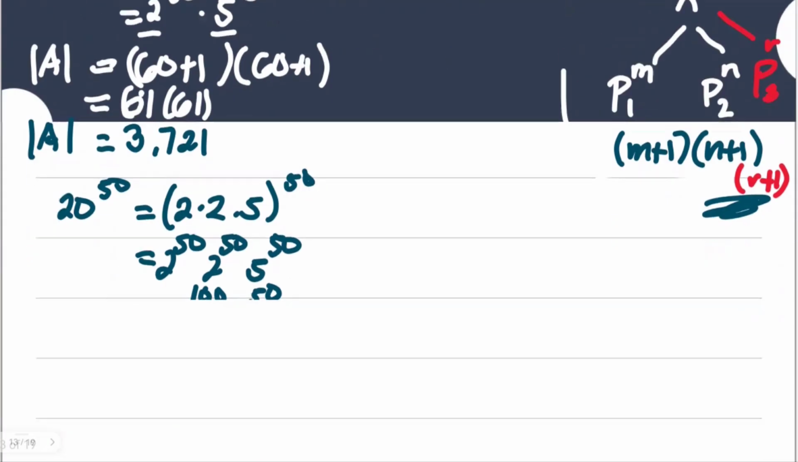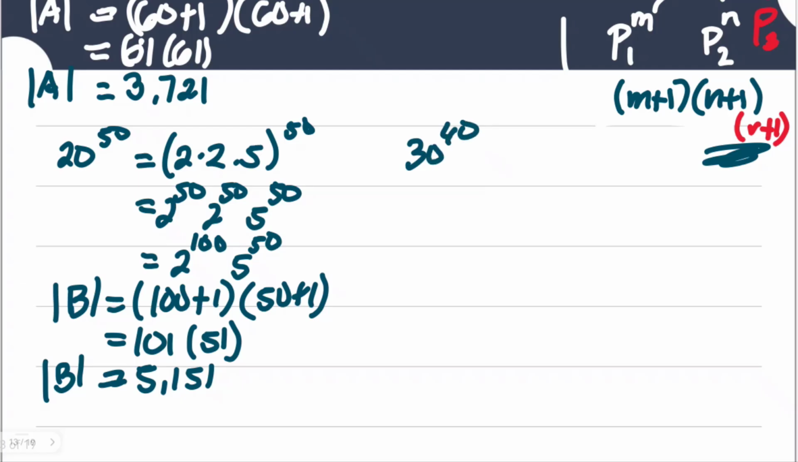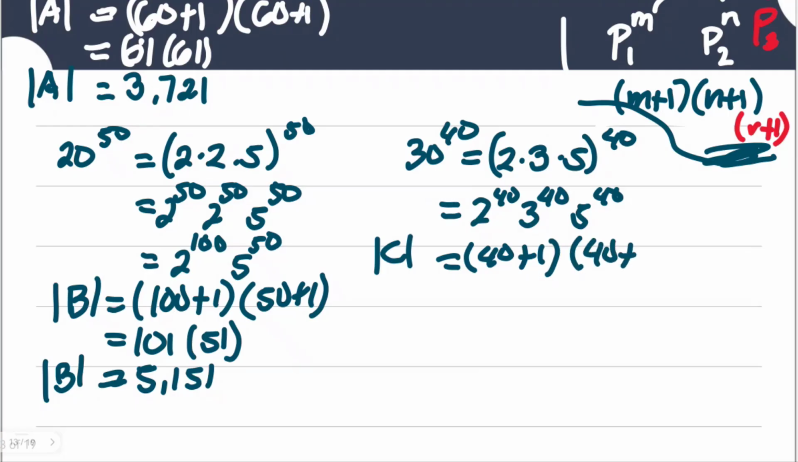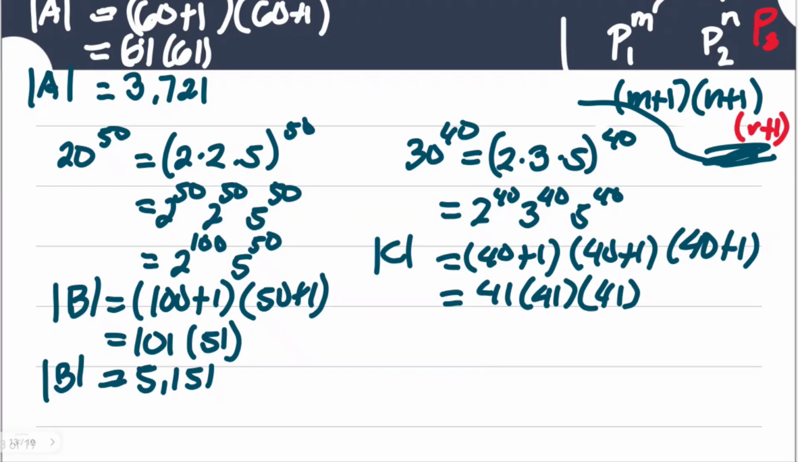The cardinality of C is for the prime factors of 30 to the power of 40. Again, by prime factorization, how do we get the prime factors of 30? 6 times 5 will do, and 6 is 2 times 3. So by power law, 2 to the power of 40, 3 to the power of 40, 5 to the power of 40. We have 3 of them, similar to this example. The cardinality of C is 40 plus 1 times 40 plus 1 times another 40 plus 1, because there are 3 prime factors. So 41 times 41 times 41. The cardinality of C is 41 cubed.